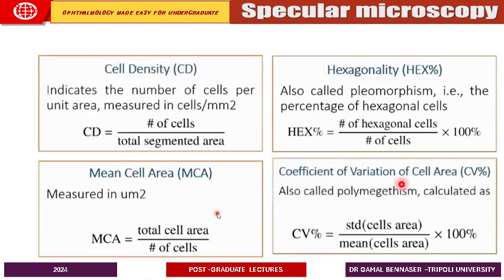Some printouts say 20% to 30%. Now, the higher this coefficient of variation, the more variation there is in the cell size, and this is named polymegathism. If it is more than 0.3, that indicates there is a polymegathism.